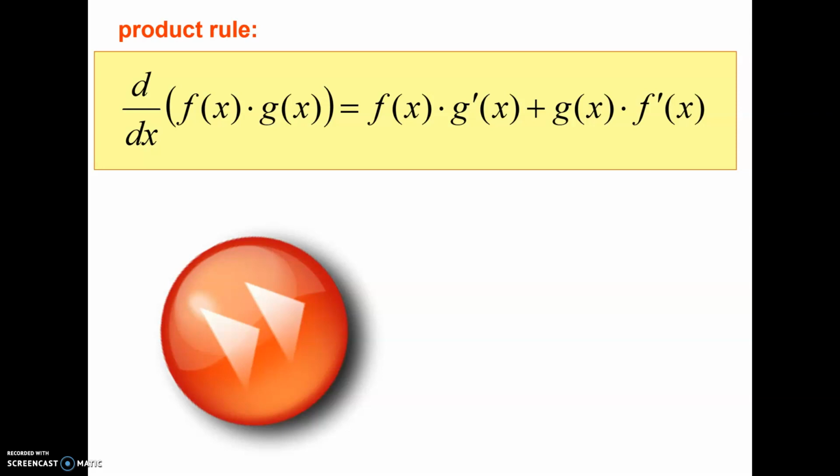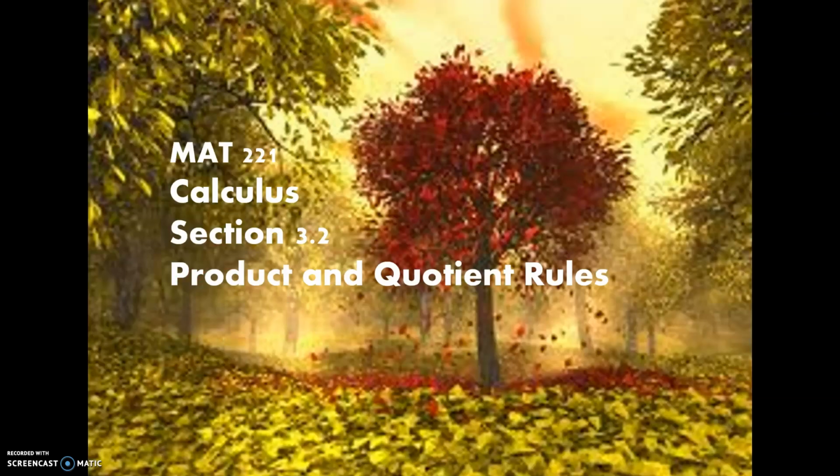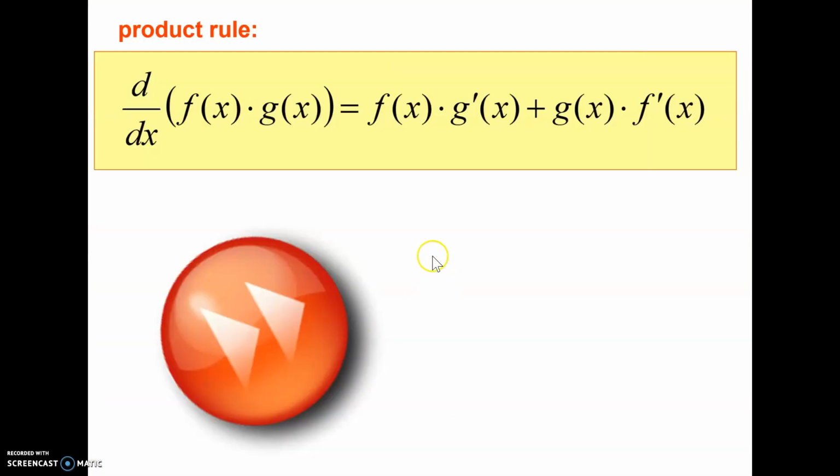So let's start first by looking at the rule for the product of two functions. If we are taking the derivative of a function multiplied by another function, this is the rule that we would use, the product rule. It says, take the first function and don't do anything to it, and then multiply by the derivative of the second function, and then add that to the second function, don't do anything to it, times the derivative of the first function. This is the product rule.